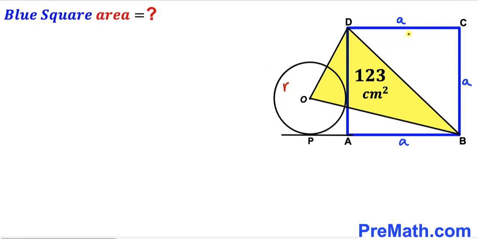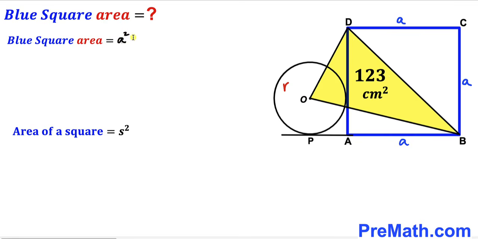Since we are interested in calculating the area of this blue square ABCD, let's recall the area of a square formula. Area equals s square, where s represents the side length of the square. In our case, the side length of this blue square is lowercase a. So therefore the area of this blue square is going to become a square. Now our task is to find the value of a square.